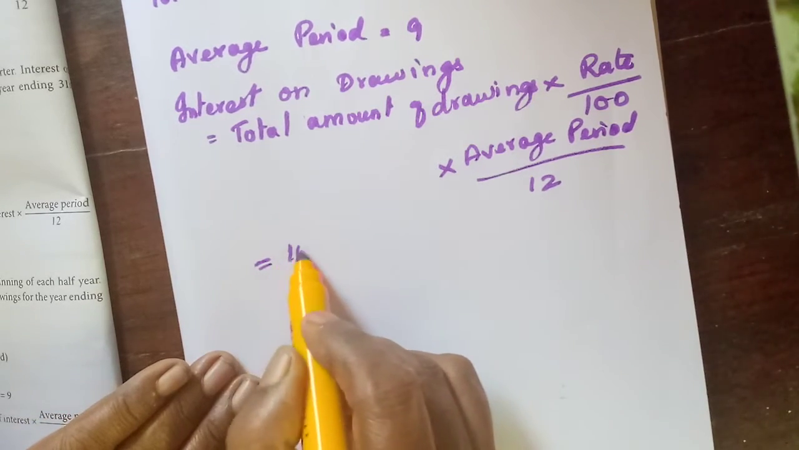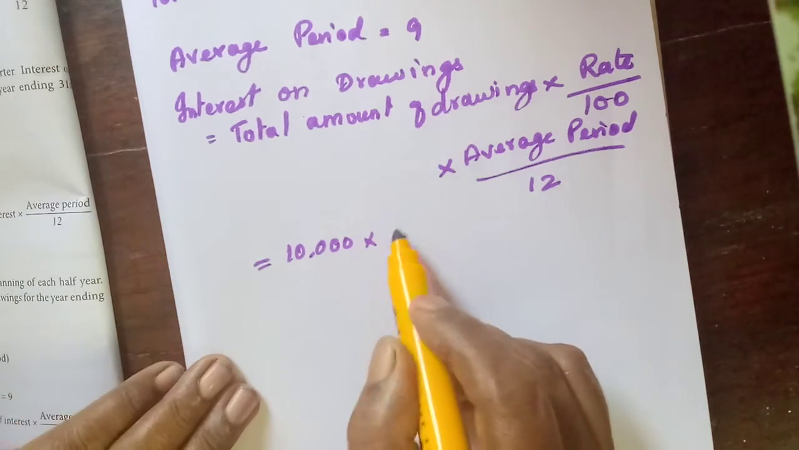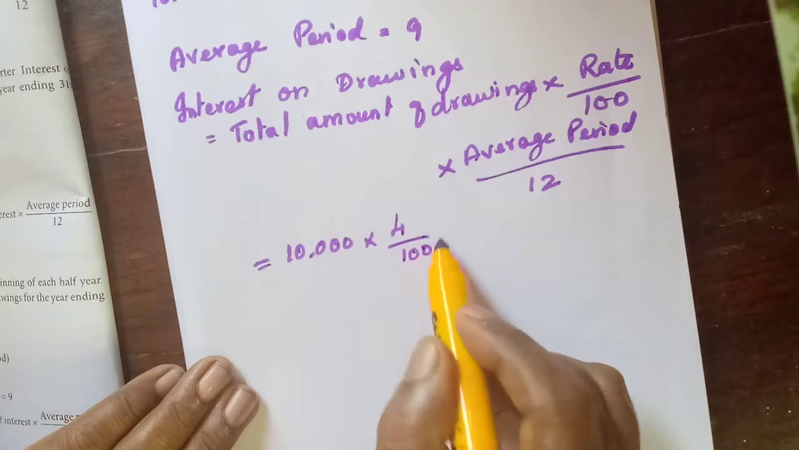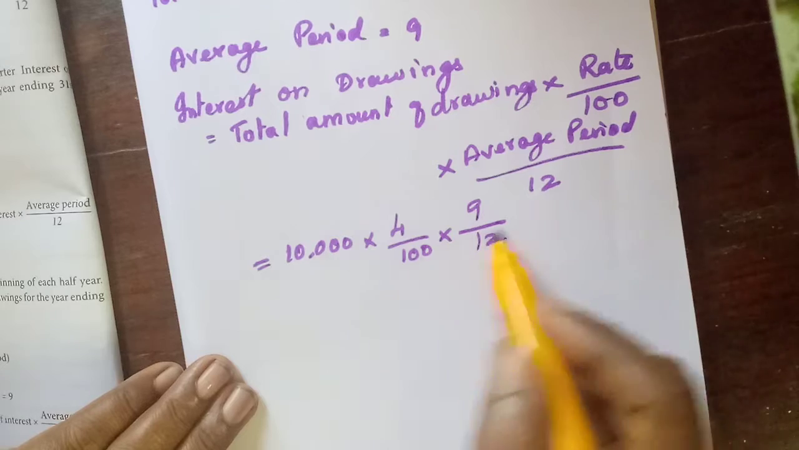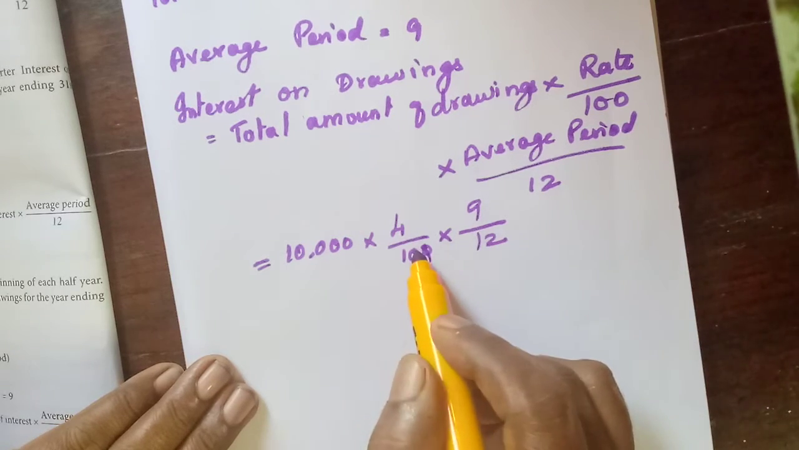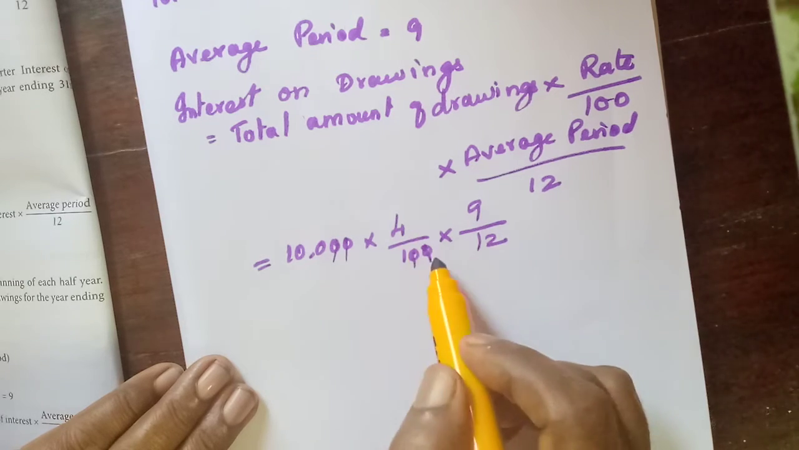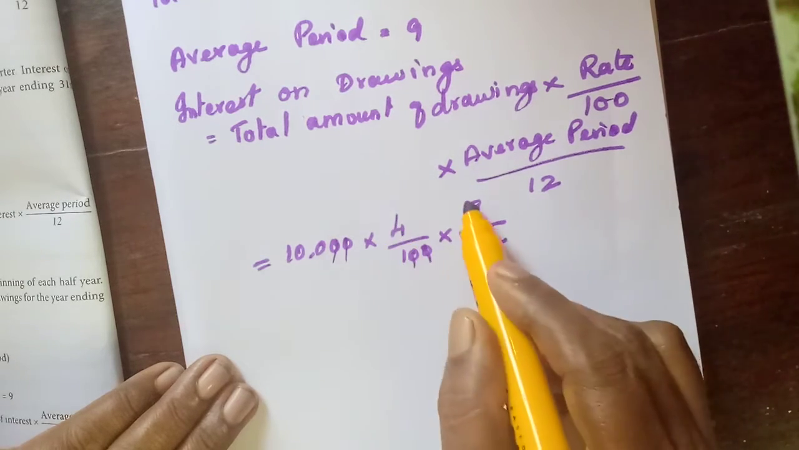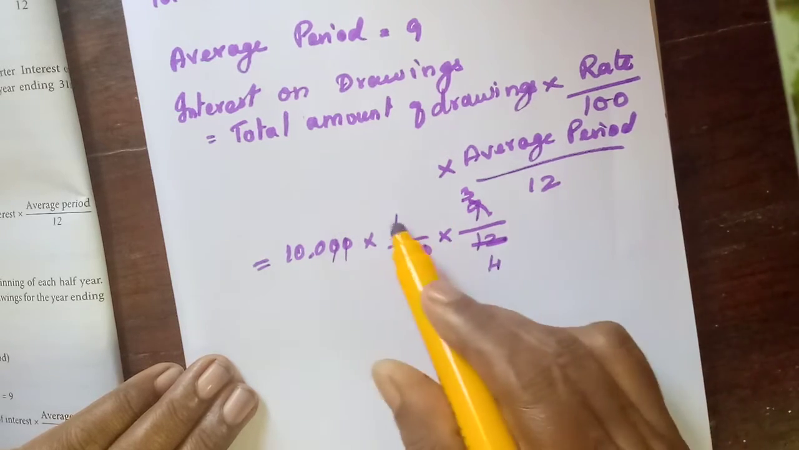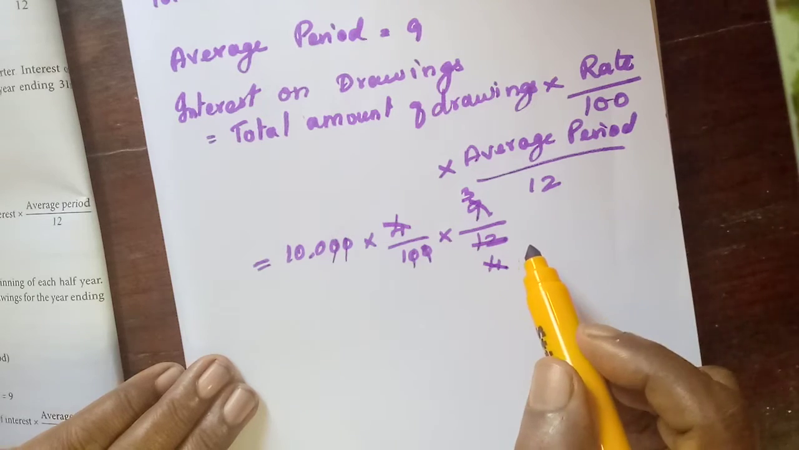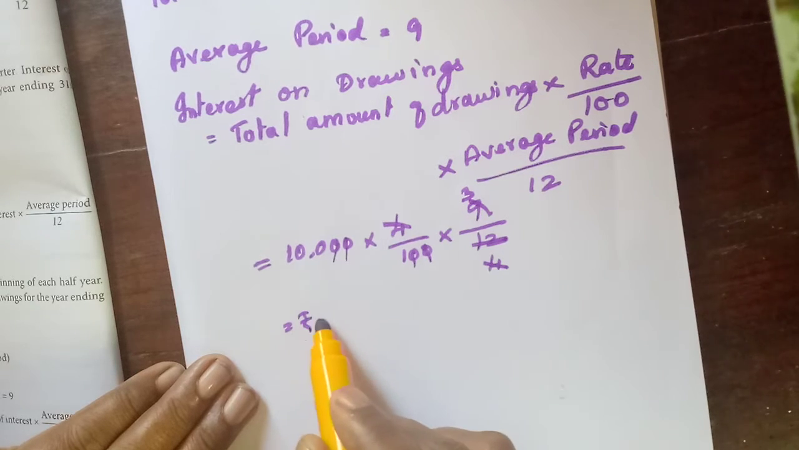So total amount of drawings we calculated 10,000, isn't it? Rate is given in the book 4%, 4 by 100 into average period we calculated 9 months divided by 12. So now we need to simplify. 2 zeros cancel. Here this 4, and this 9, 3. 3 3s are 9, 4 3s are 12. This 4 and this 4 cancel. So here 3 into 100. So the answer is 300 rupees.